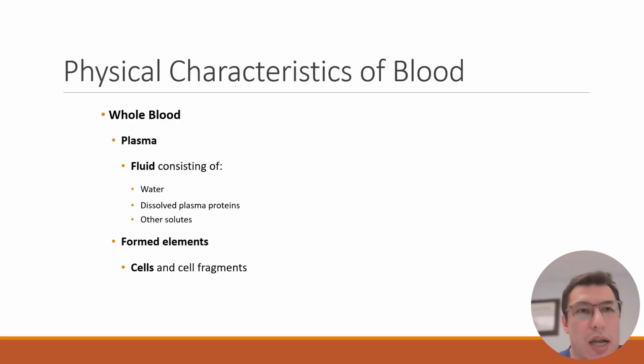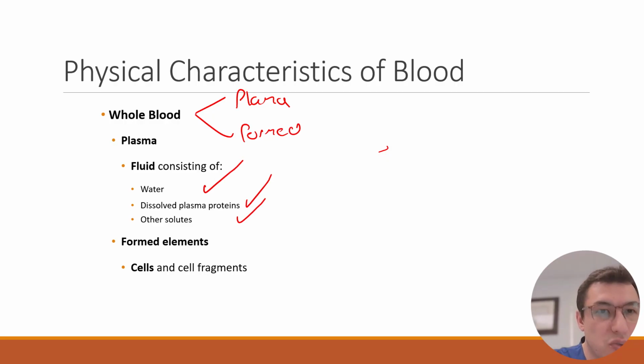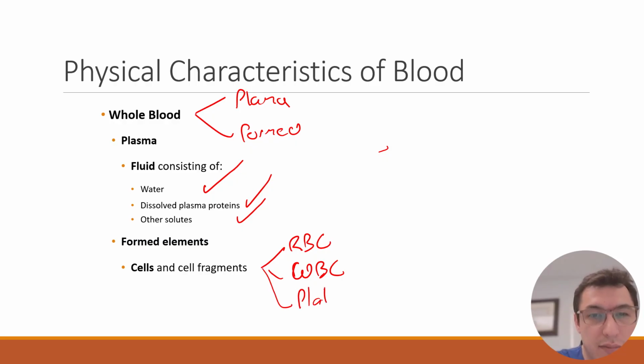Now, what is blood? Blood, again, is made out of plasma and formed elements. Plasma is mostly water. It has dissolved proteins and other solutes within, such as ions and hormones. Then we have the cells and cell fragments, and here we refer to red blood cells, white blood cells, and platelets, which are the cell fragments.